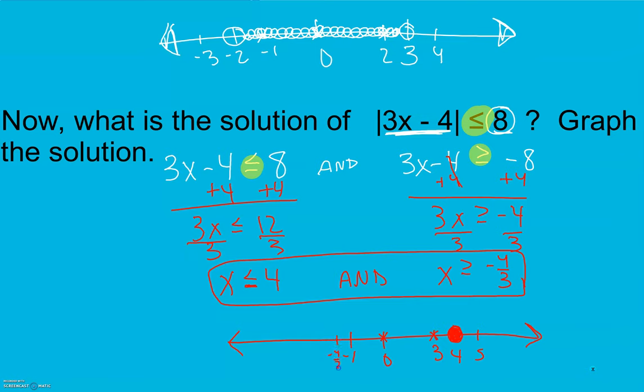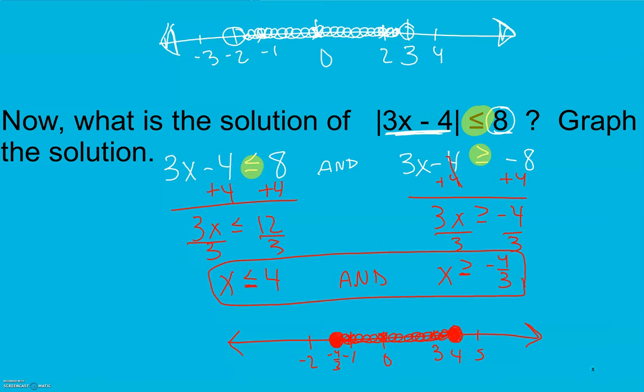Negative 4/3. Circle there, and I'm going to fill it in because of the little equal to line. I want numbers greater than negative 4/3, like negative 1 and 0. So again, it's an and. We're going to shade in between. It's telling us that our values have to be in between negative 4/3 and 0.